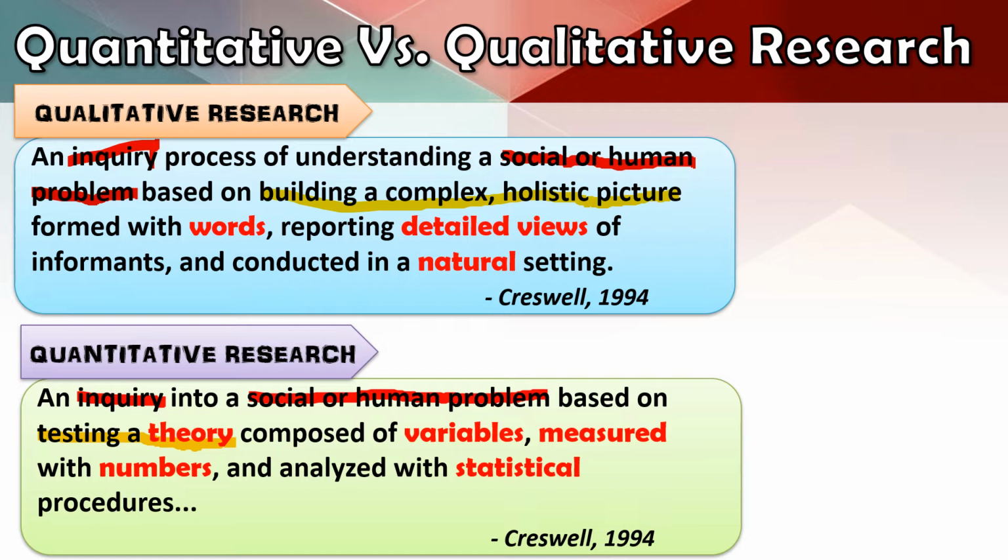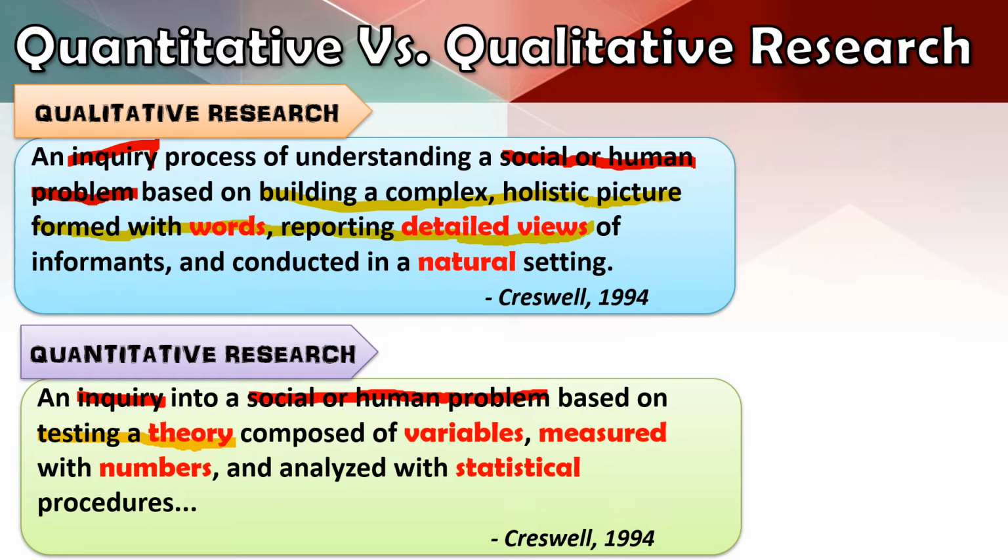Now, another difference between the two is that qualitative research uses words and detailed views. Again, our goal for qualitative research is to build a holistic general picture of the topic. Therefore, in order to come up with a complex holistic picture, what we are going to use are words and detailed views of who? Our respondents. So, qualitative research gathers opinions, perspectives, of your respondents.